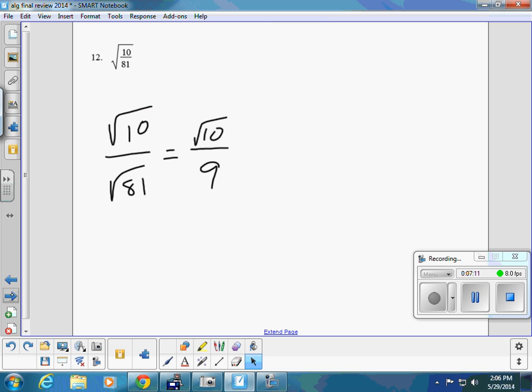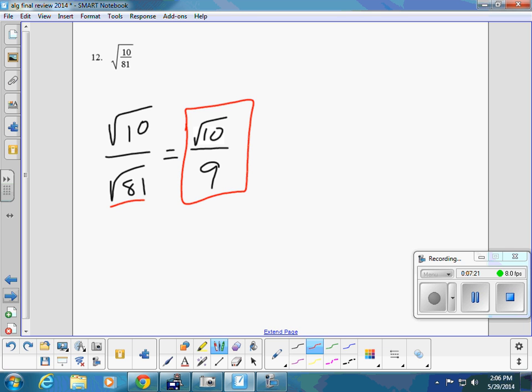Okay, moving along to number 12. I see a perfect square on the bottom, so I just take the square root of 81 is 9, and I'm done. Can't do anything with the radical 10.